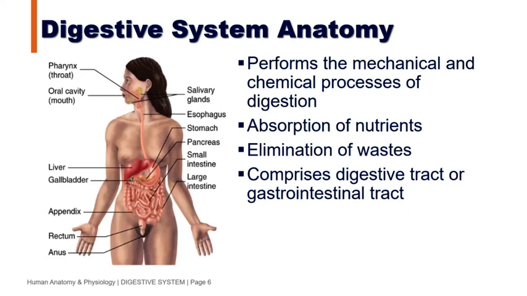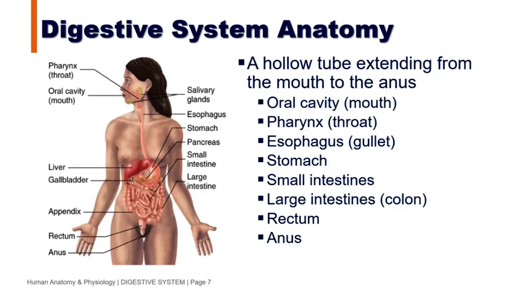And so down here in the photo, we have our oral cavity or your mouth, and then you have your pharynx or your throat, you have your salivary glands, esophagus, stomach, pancreas, small intestine, large intestine, and then on the left side, you have your liver, gallbladder, appendix, rectum, and anus. Now, let us take a closer look at each of the components.